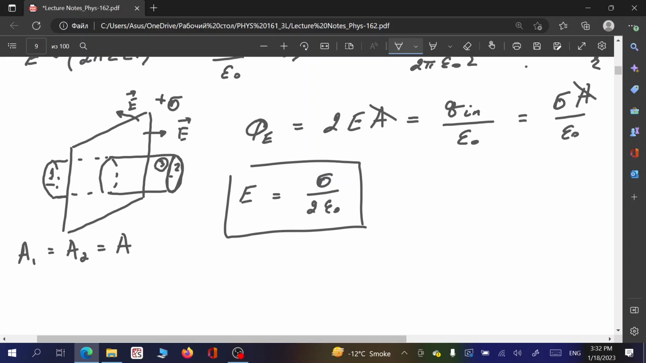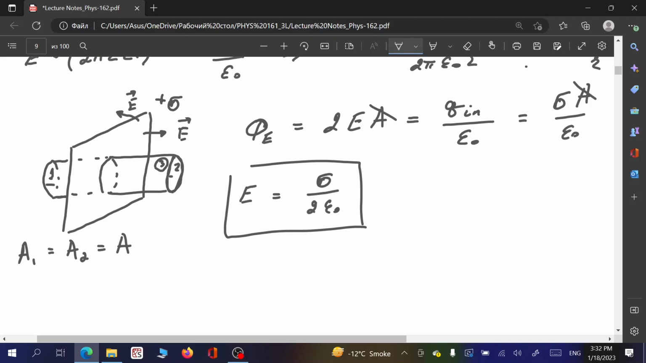The charge which we place on the conductor under electrostatic equilibrium will be redistributed only on the surface of the conductor. It will not go inside. So all electric charges placed on a conductor under electrostatic equilibrium will be only on its surface.